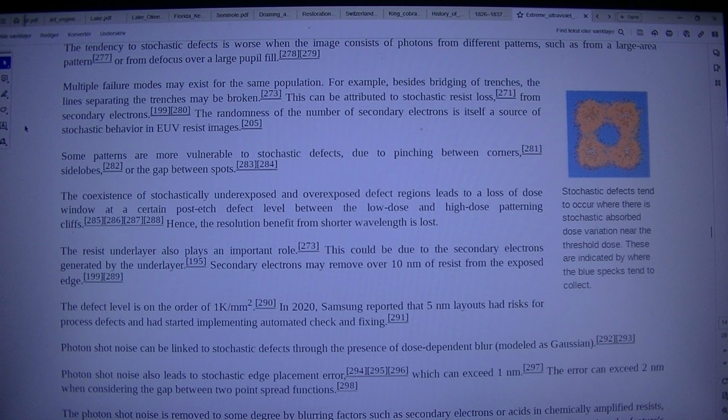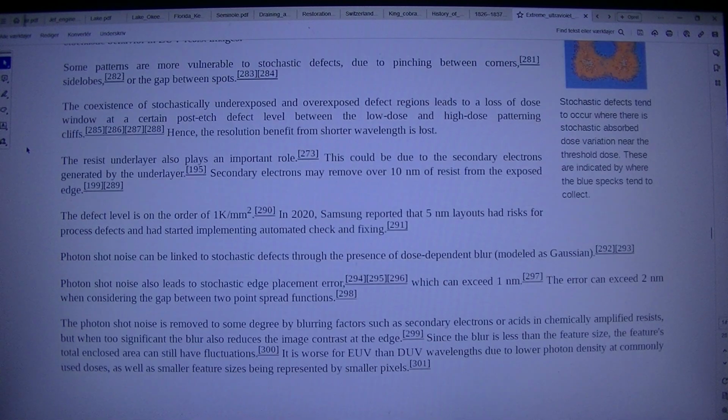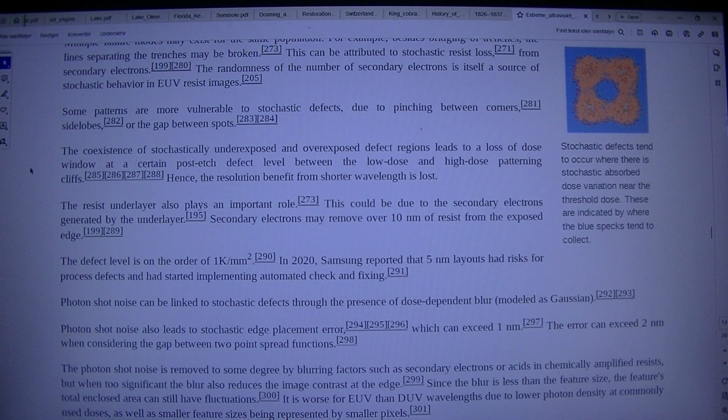Side lobes, or the gap between spots. The coexistence of stochastically underexposed and overexposed defect regions leads to a loss of dose window at a certain post-edge defect level between the low-dose and high-dose patterning cliffs.